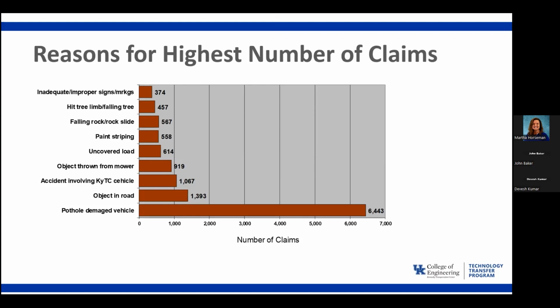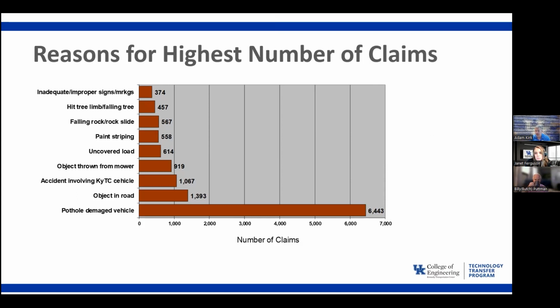So you can see the least number of cases are for inadequate signs or pavement markings. So 374. The majority of those are from damaged potholes or from pothole damage. And so this is my PSA for those of you who don't know it. If you do hit a pothole on a roadway, on a state road, and you damage your tire, bend a rim, whatever, you can file a claim with the KYTC, and they actually will reimburse you for those expenses.